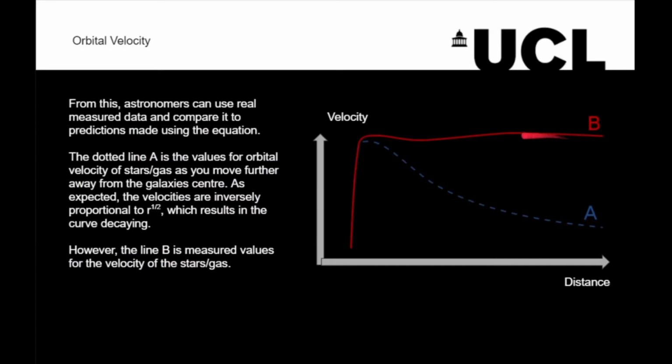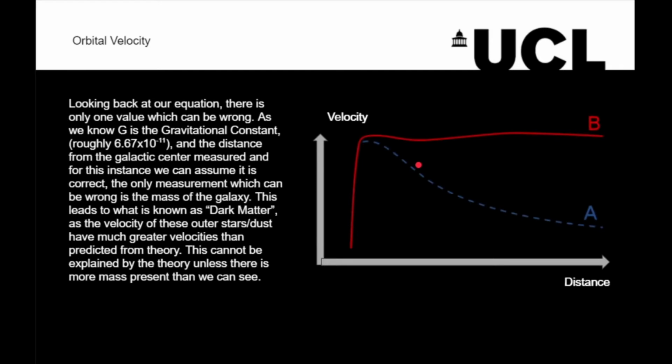The line B is the actual measured orbital velocities of the stars, which is widely different to our prediction. This leads to the theory of dark matter. Looking back at our equation, we can see that this must be due to mass. The right-hand side includes G, M, and r. G is the gravitational constant, so we can assume this isn't the reason for the discrepancy.